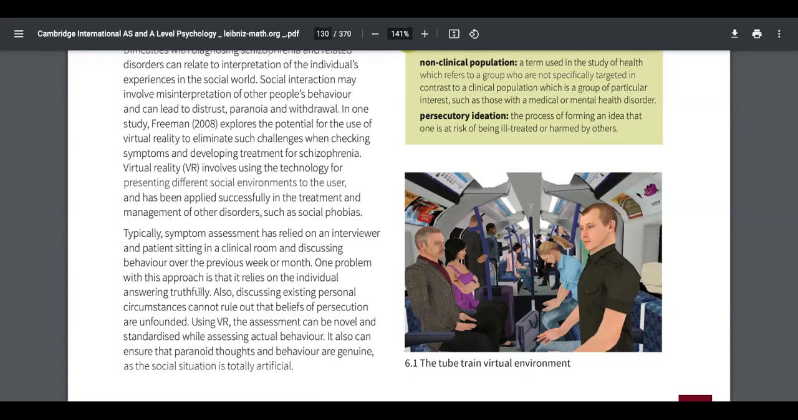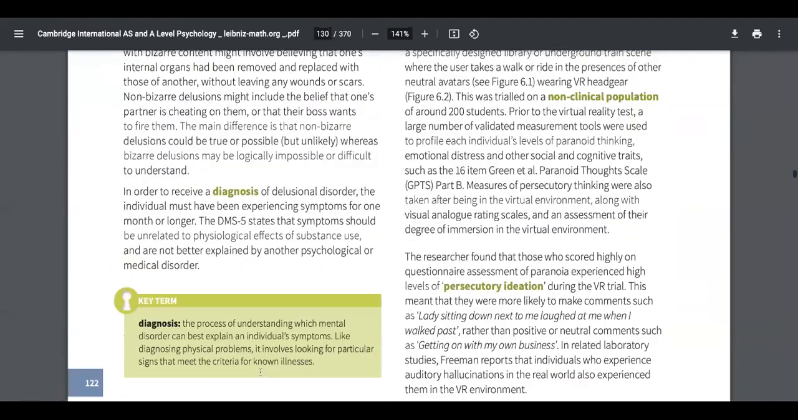One problem with this approach is that it relies on the individual answering truthfully. Also, discussing existing personal circumstances cannot rule out that beliefs or persecution are unfounded. Using VR, the assessment can be novel, original, and standardized while assessing actual behavior. It can also ensure that paranoid thoughts and behavior are genuine, as the situation is totally artificial.